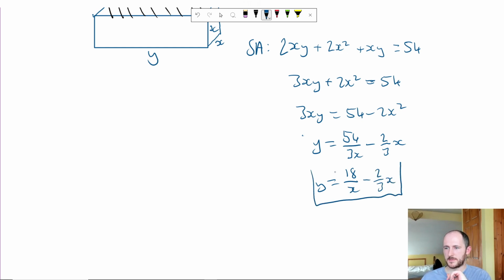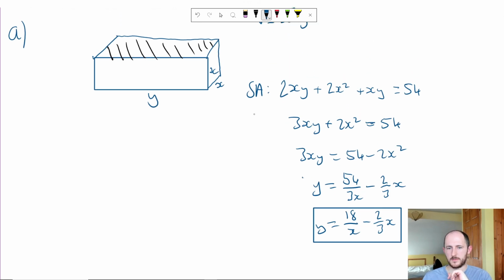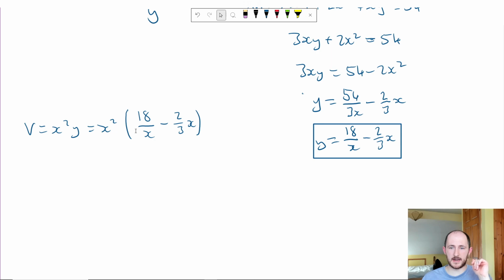And I'm going to simply substitute this into the original formula for my volume. So V is equal to x squared y. So it equals x squared times 18 over x minus 2/3 x. Expanding this should be quite easy. x squared and then 1 over x, so that's just going to leave me with 18x. Because we would have 18x squared over x. Cancel the x's, 18x. And then we have minus 2/3 x cubed.